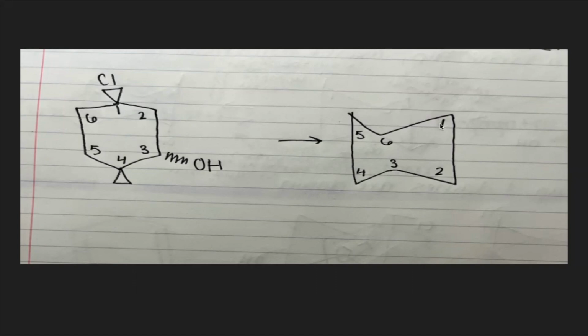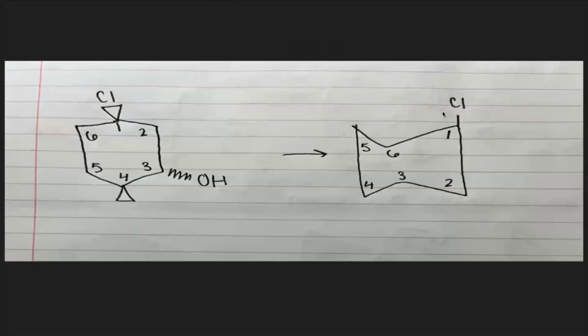And if you're trying to figure out if it should be axial or equatorial, you come over to your chair conformation and you look over here at the one position. Since the point right here is pointing up and not down, and this molecule is supposed to be up because it's a wedge, your chlorine will look like this and it will be in the axial position.